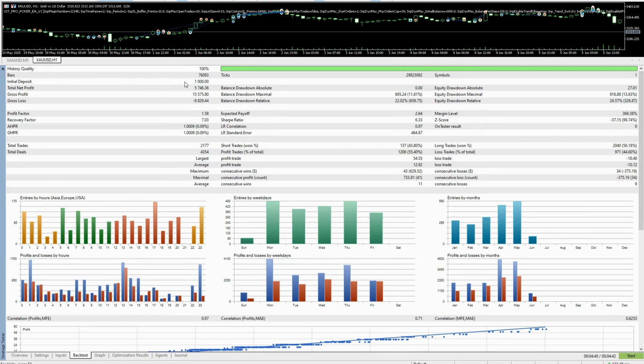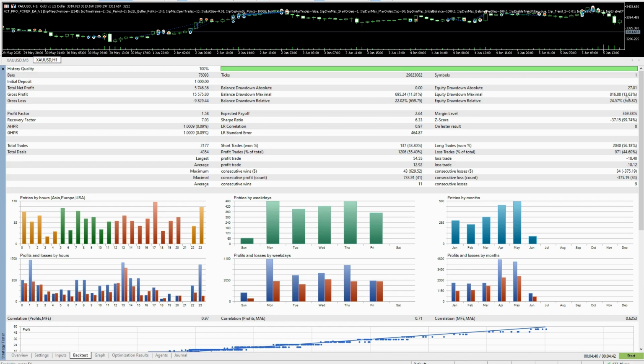The win rate is 55.40%, with an average profit per winning trade of $12.86. The average loss per losing trade is only $10.30. Having a higher average win than average loss is a strong mathematical foundation for the success of any trading system.